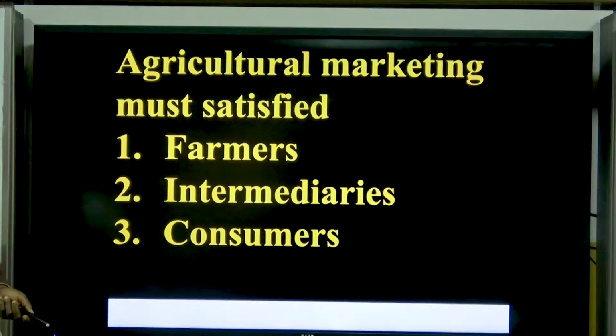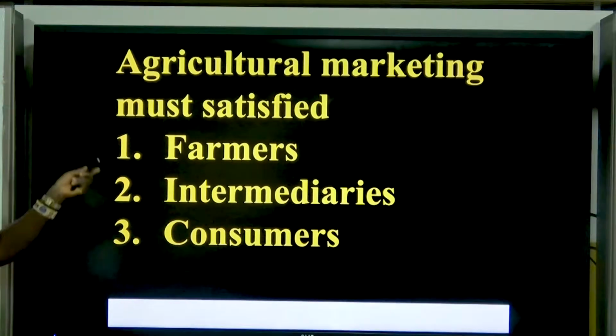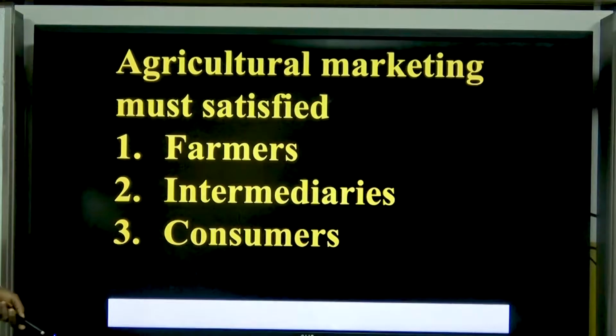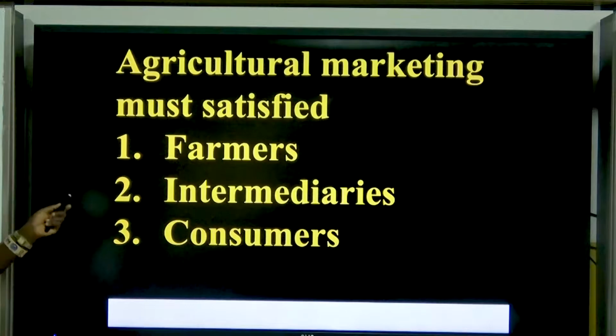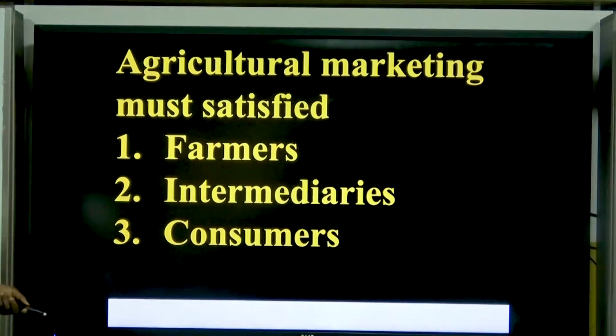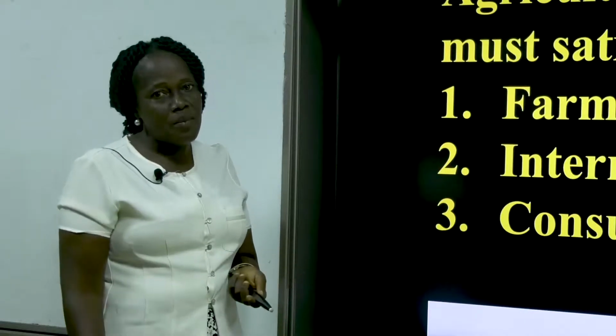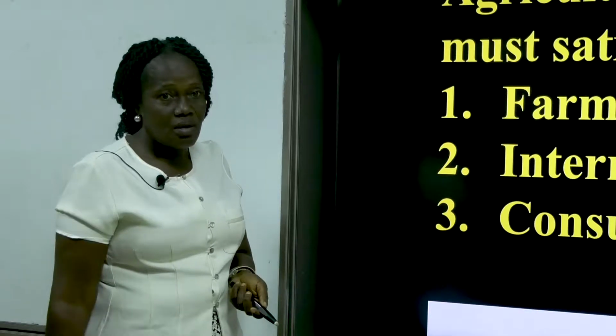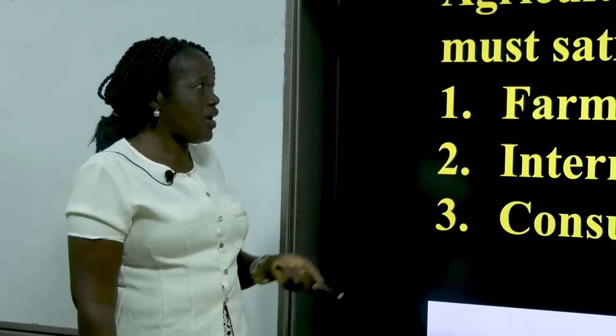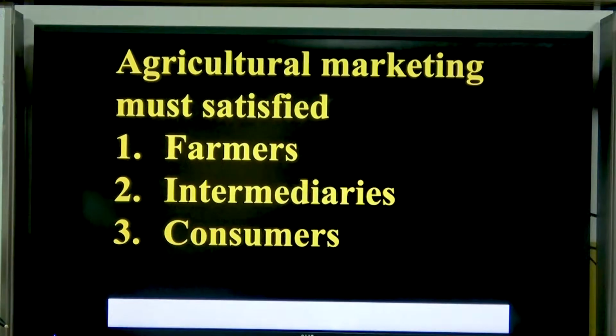Now, there are three things that are involved in agricultural marketing. These three things must be taken into consideration before we say marketing has taken place. Number one, the farmers must be satisfied. What do I mean when I say the farmers must be satisfied? They are the producers, and the aim is for them to make gain. So if they produce their farm crops or the livestock and they did not make any gain, they are not satisfied. We have said that marketing has not taken place as far as marketing in agriculture is concerned.